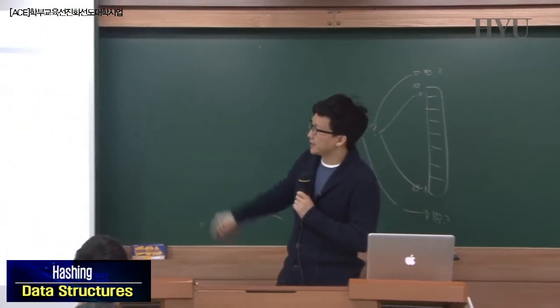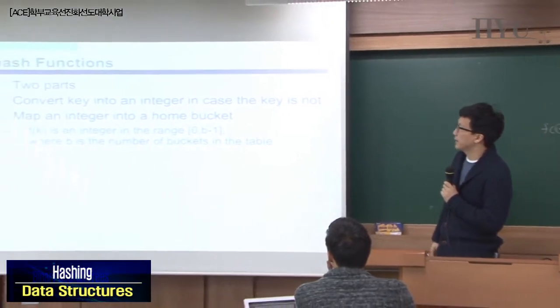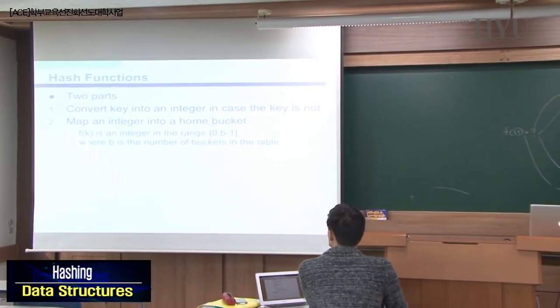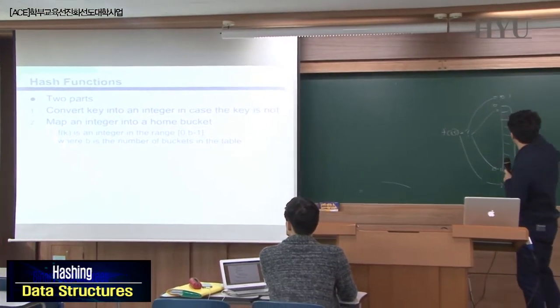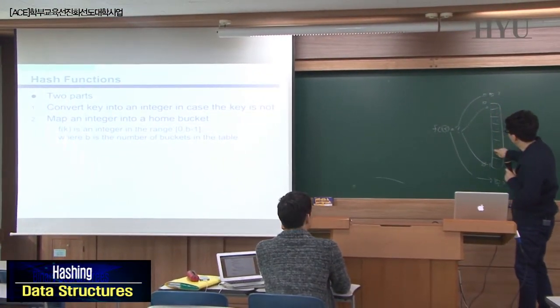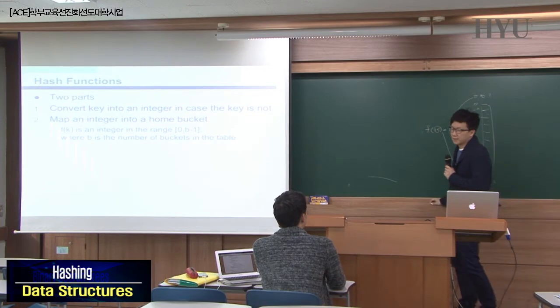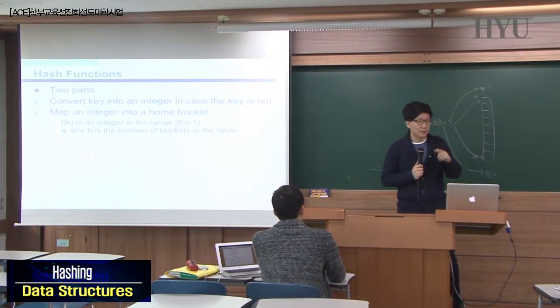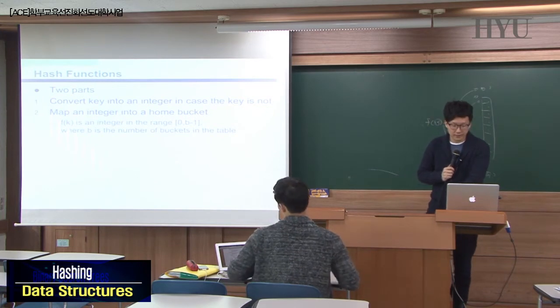So that's what it says. Map an integer to a home bucket. f(k) should be in the range of 0 to b minus 1, where b is the number of buckets in the table, the number of buckets in the list. That's the two parts within the hash function. That's what a hash function is doing.